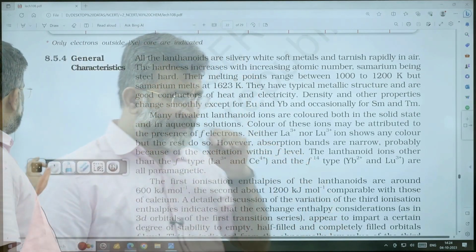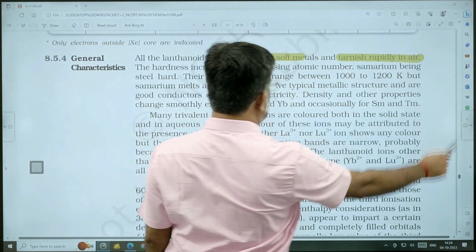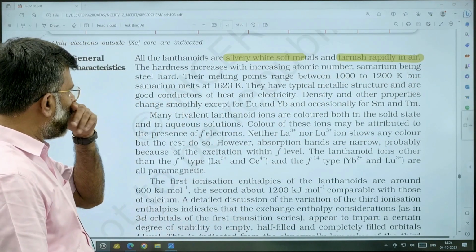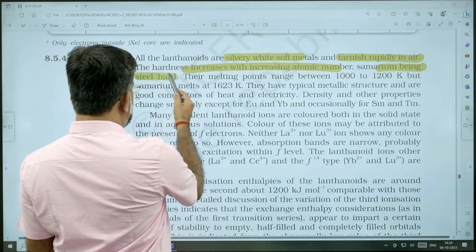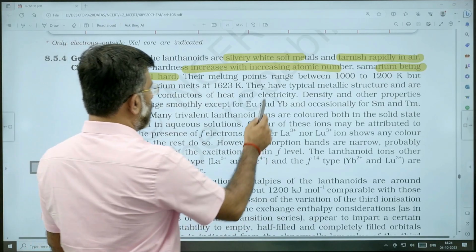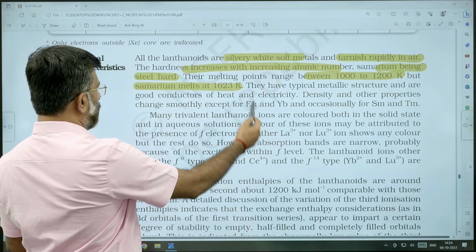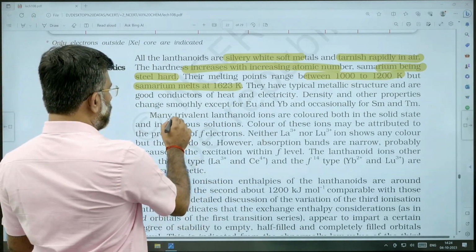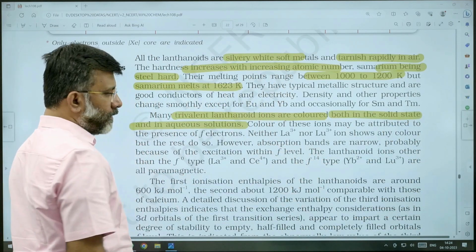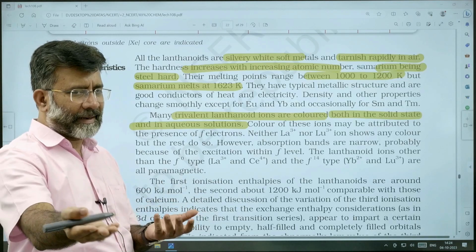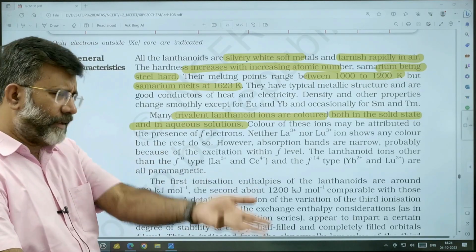No other way. Look at the general properties. They are silvery white, soft metals that tarnish rapidly in air. Hardness increases with increase in atomic number. Samarium is steel hard. Melting points are in the range of 1000 to 1200, while samarium is 1623. Trivalent lanthanide ions are colored both in solid state and in aqueous solution. This is a statement-based question in the recent history of NEET and various other exams.